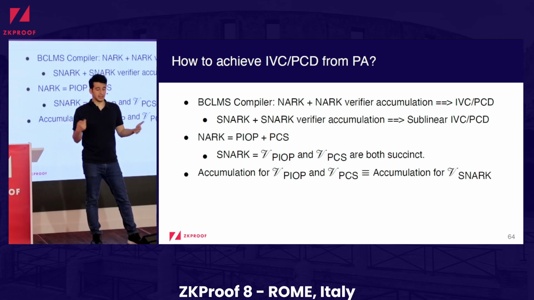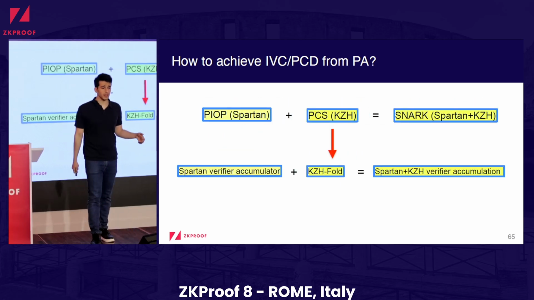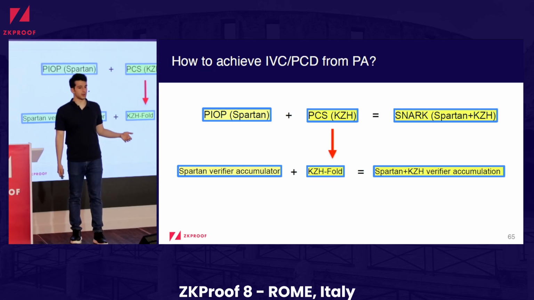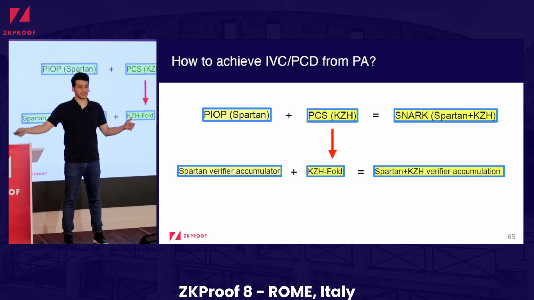Then the thing we do in the paper is that we build an accumulation scheme for the PIOP verifier and an accumulation scheme for the PCS verifier, and that would give us an accumulation scheme for the NARK or the SNARK verifier. Concretely, we use Spartan as the underlying PIOP, and we use KZH as the PCS, and Spartan plus KZH is a SNARK. We build an accumulation scheme for the Spartan verifier, and we also build KZH-Fold, which is an accumulation scheme for the KZH verifier. It would give us an accumulation scheme for the verifier of Spartan plus KZH.